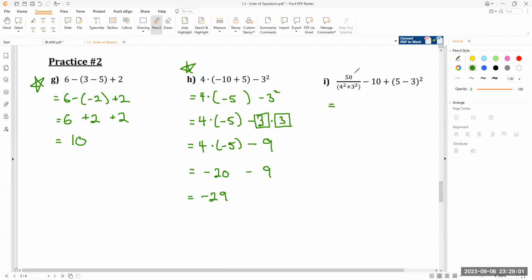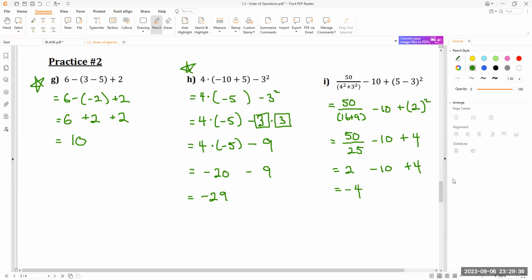Here we go. We got 50 divided by a bracket, which happens to be 16 plus 9 minus 10. 5 minus 3 is 2 squared. So 50 divided by 25, resolve that bracket, minus 10 plus 4. 50 divided by 25, there. And 2 minus 10 is the negative 8 plus 4, negative 4.